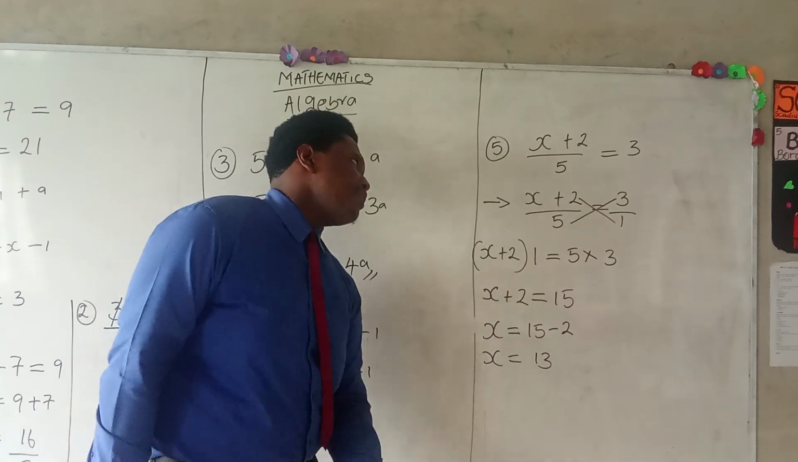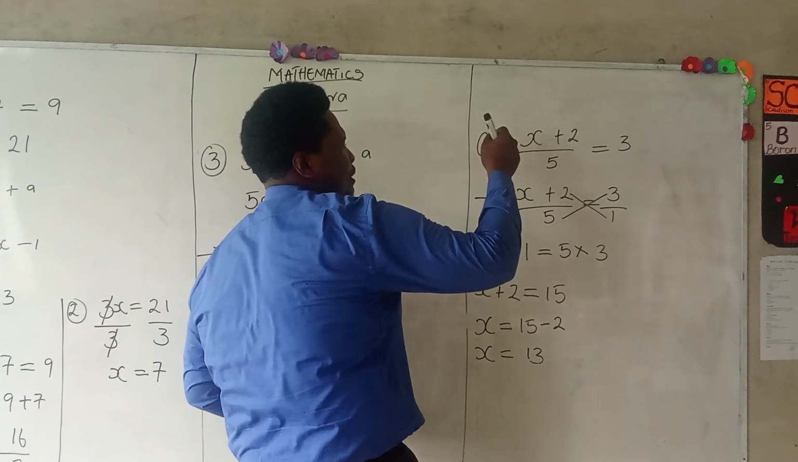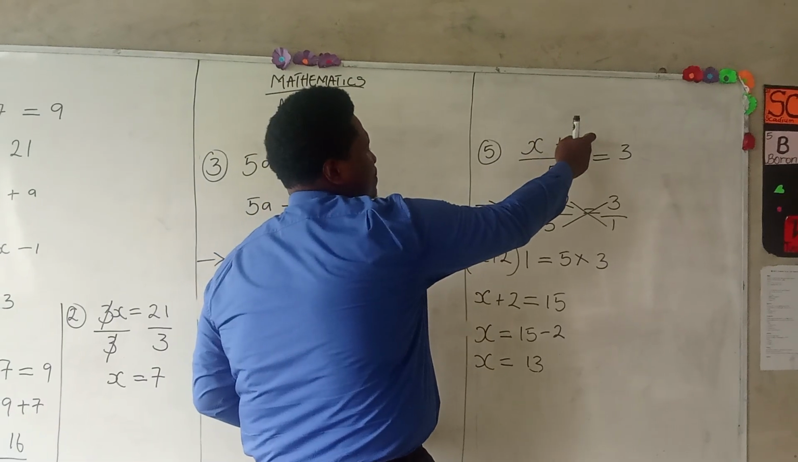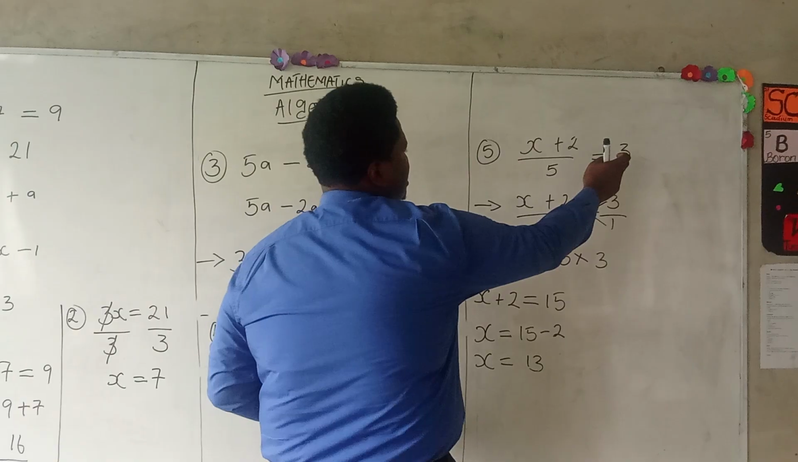And to prove that you are correct, if you input x equal to 13 in this expression, 13 plus 2 will give us 15. And 15 divided by our denominator, we arrive at 3.